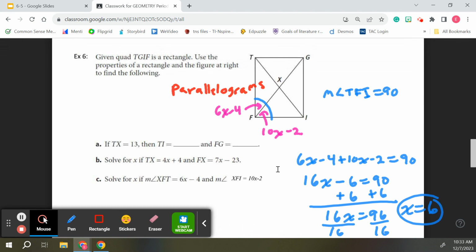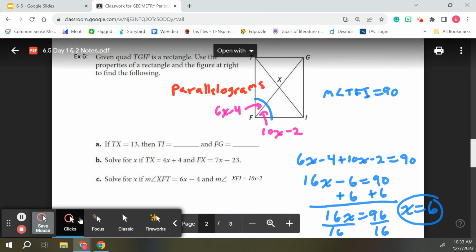Questions on rectangles? Anything? Ready to move on to squares? Anybody still writing this down?